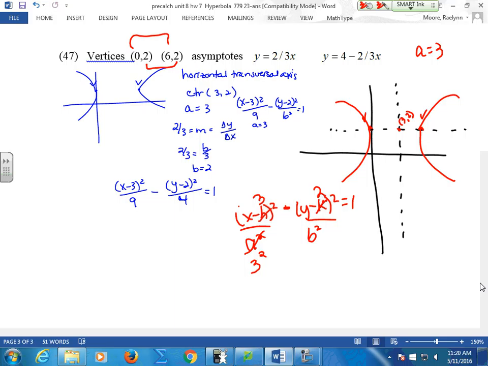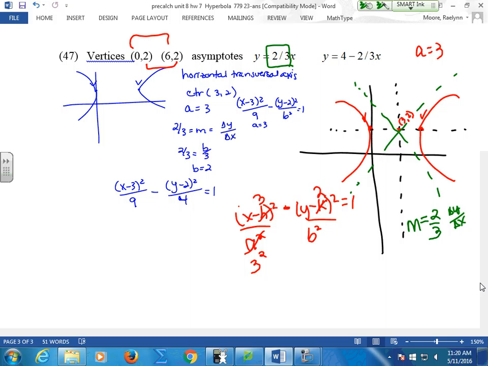Now, it gives me 2 asymptotes. If I drew these asymptotes, they would be coming through this center, somewhere like this. One is a negative, one is a positive. We're going to use the positive right now. Use the positive whenever you can. That's my slope. So watch. Your slope is 2/3. Your slope is change in y over change in x.